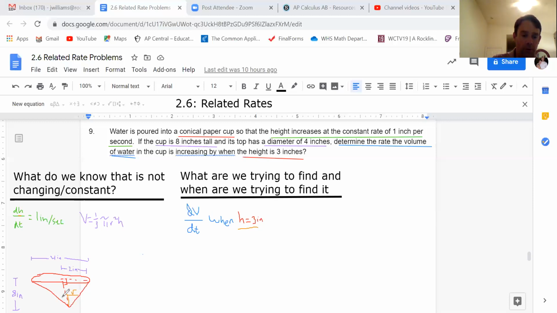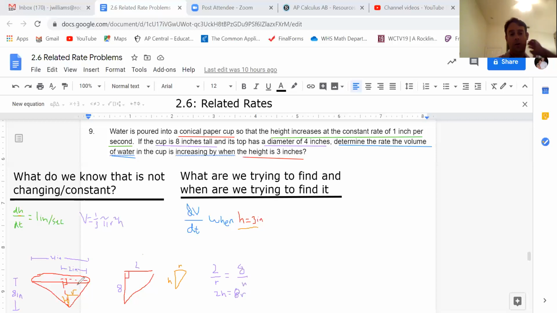It's always going to be some r and some h. So we can figure out how to get rid of r by using our similar triangles again. 2 and 8, R and H. So 2 over 8, 2 over R, doesn't really matter, 8 over H. Cross multiply, we end up with 2H equals 8 times R. I don't know why I put the R first.